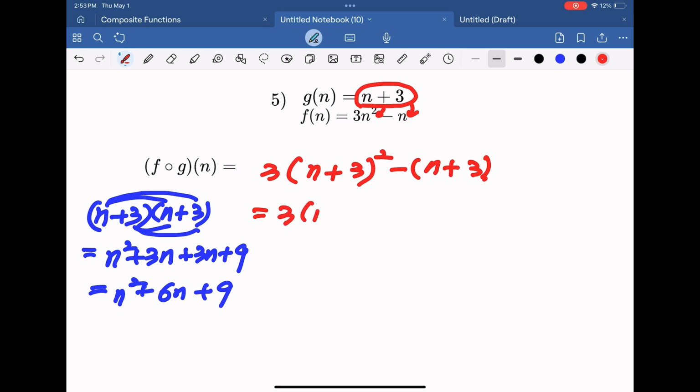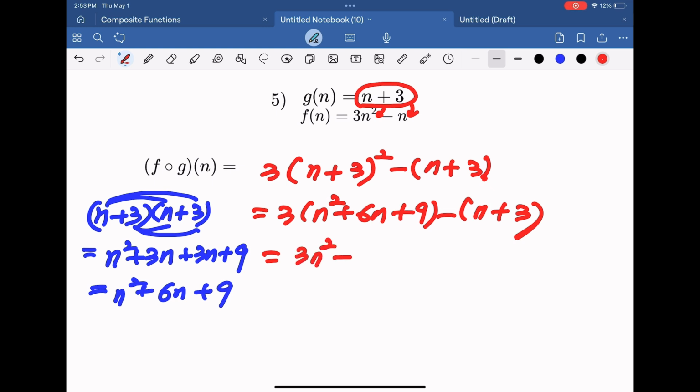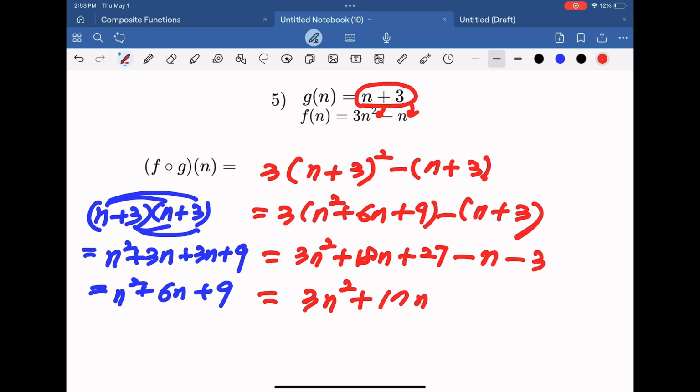Now we're going to multiply by 3. So 3 times (n squared plus 6n plus 9) minus (n plus 3). So now 3n squared plus 18n plus 27 minus n minus 3. We combine the like terms. 3n squared, 18n minus n is 17n, 27 minus 3 is 24.